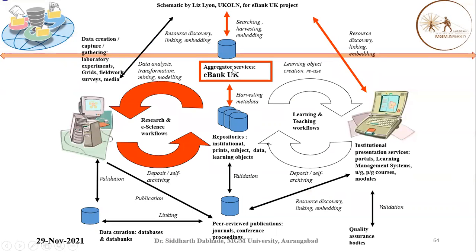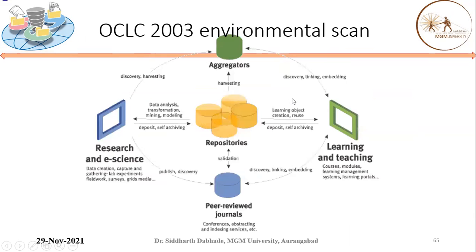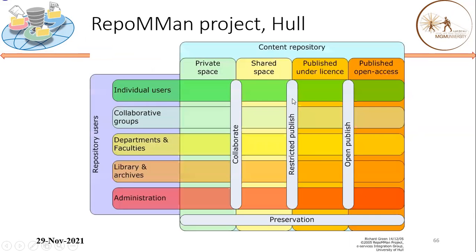This is an example of a repository and how it is going to be used by a research scholar. This is the workflow. Due to the time limit, I am not able to cover all these points. So this is the example. We can share your content by private space, shared space, publish under a license, or publish under open access.